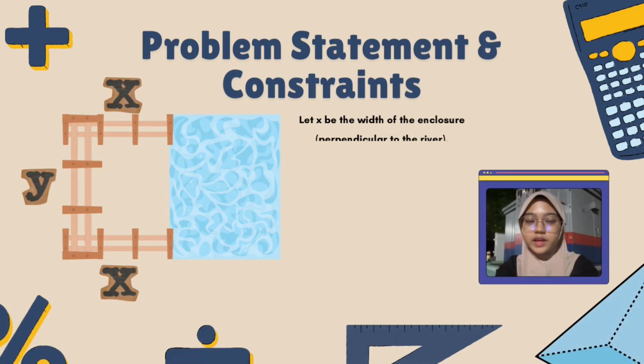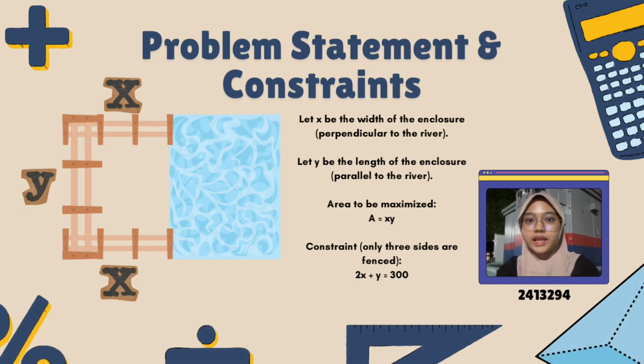Now, let us define the problem mathematically. Let x be the width of the enclosure, which is perpendicular to the river, and let y be the length of the enclosure, which is parallel to the river. The area to be maximized is given by A equal to x multiplied by y. Since fencing is only needed on 3 sides, the constraint is 2x plus y equal to 300. This equation represents the limited amount of fencing available. Our goal is to maximize the area while satisfying this constraint, which is why we apply the Lagrange multiplier method.